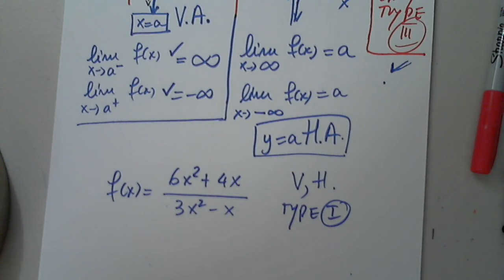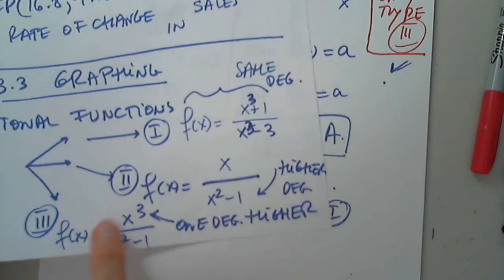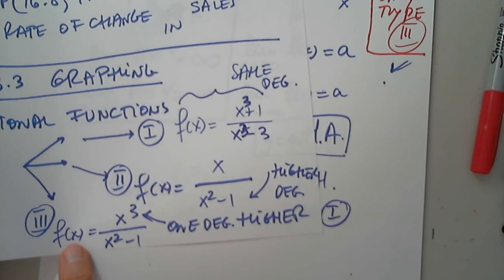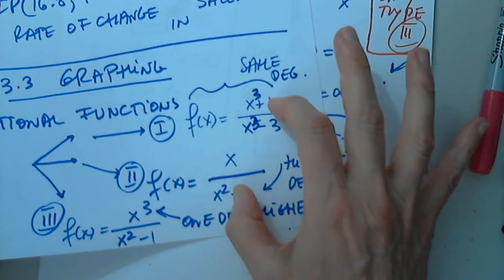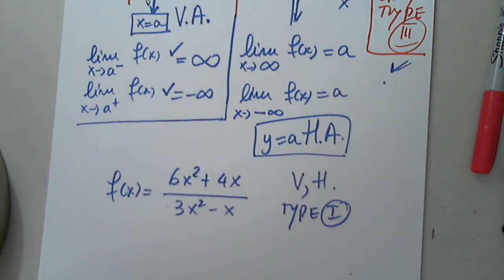If it's type 1, it cannot have a slant asymptote. Only type 3 has a slant. It doesn't have to have vertical, but it will definitely, both of these will have horizontal. Okay, so let's take a look.